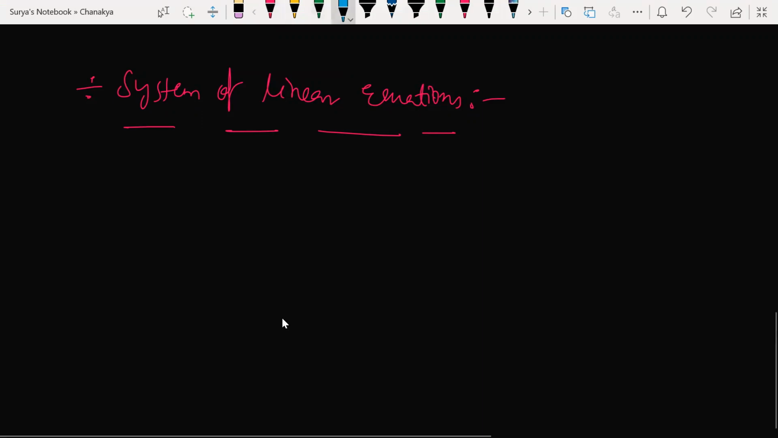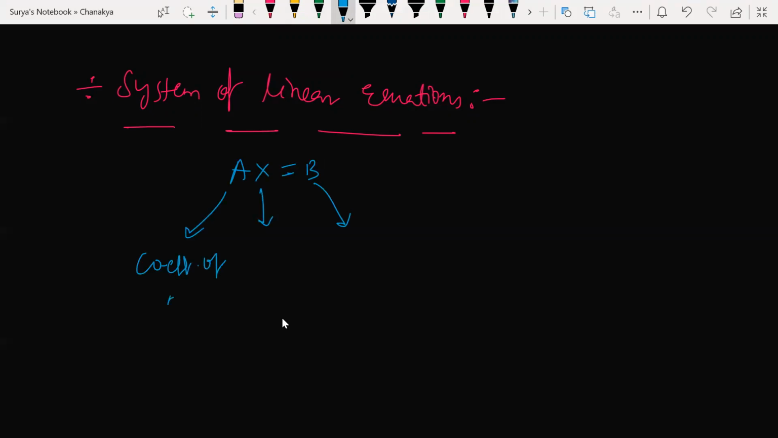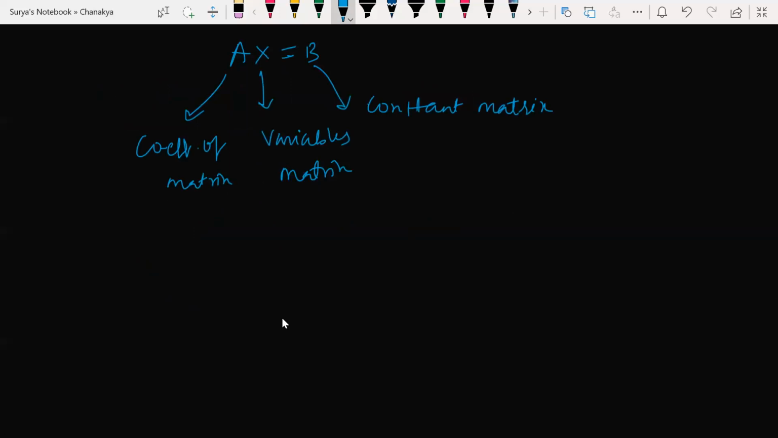System of linear equations. Basically, here I'll be talking about the AX is equal to B concept. What is A here? What is X here? What is B here? You might know that A is the coefficient matrix, X is the variables matrix, and B is the constants matrix. Correct? So basically, I'll be talking about Cramer's rule here.